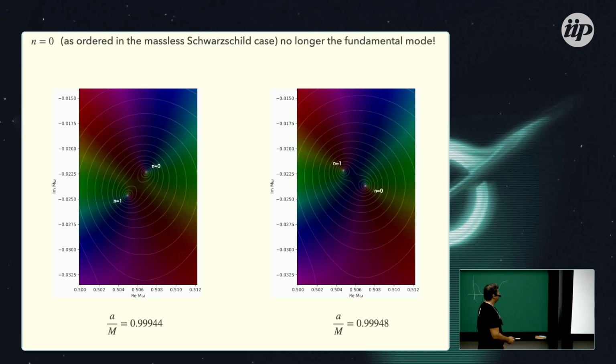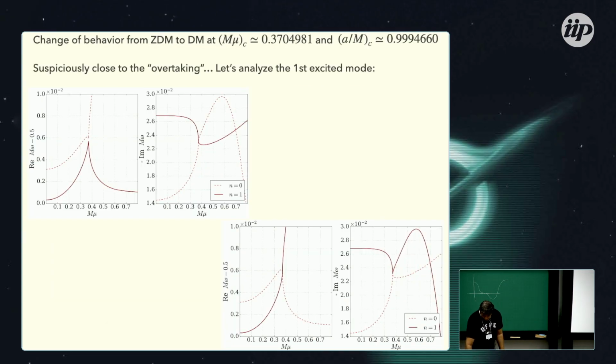If you plot the first overtone, so n equals 1 and n equals 0, something funny happens because n equals 1 continues to be a zero damp mode, so at some point the imaginary part of the longest lived mode ceases to be the longest lived mode, and becomes faster, decays faster than n equals 1. Actually, this happens for larger points as well. I'm trying to understand that a bit better.